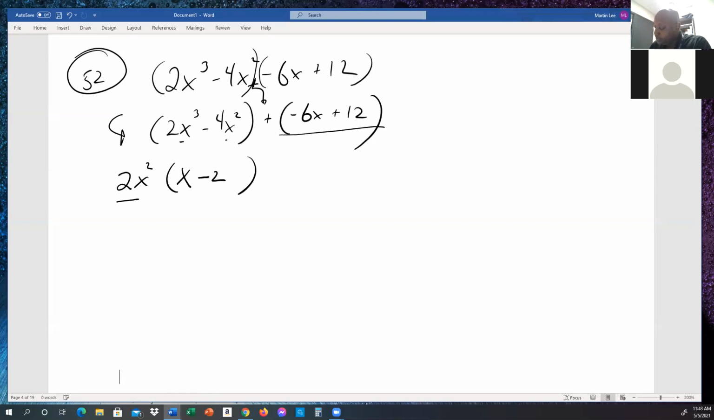Let's factor this negative 6x plus 12. They have at least negative 6 in common. So pull out a negative 6. So negative 6 times what gives me negative 6x? Well, that's just x. And now negative 6 times what gives me a positive 12? That's a negative 2.